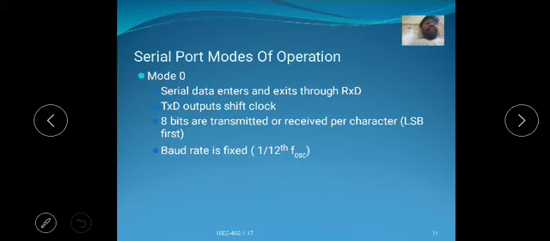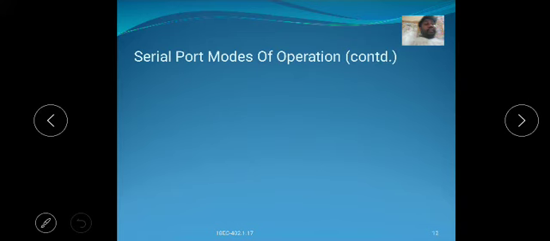The baud rate is fixed at 1 by 12th of the oscillator frequency. Mode 0: serial data enters and exits through the receiver data. The transmit data output shifts the clock. The 8 bits are transmitted or received per character, LSB first. The baud rate is fixed at 1 by 12th of the oscillator frequency.